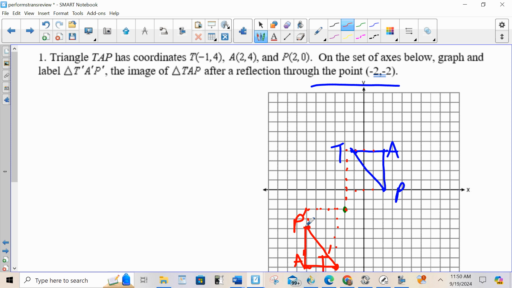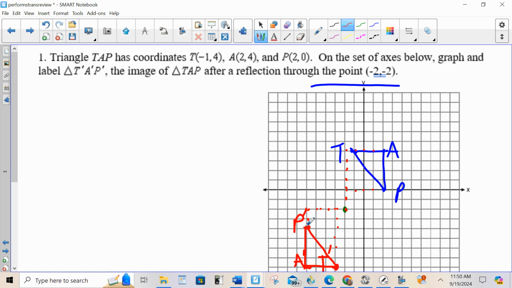There's my new triangle. It should look the same as far as the same size, the same shape. It just got reflected through that point. And again, a point reflection is a rotation of 180. It does not change the orientation. Is it asking me to state the coordinates?